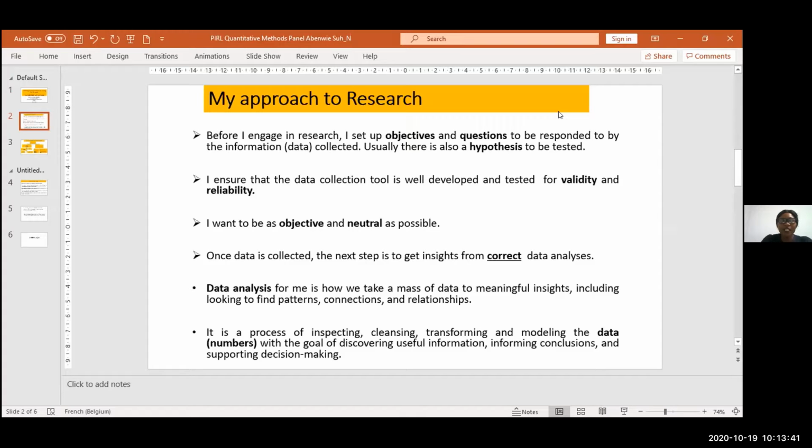And then in order to do so, I ensure that the data collection tool is well developed and tested for validity and reliability. That is to say, the data collection tool will measure what it is intended to measure. So if it is to test for a particular infection, for a positive test, the instrument should read positive.